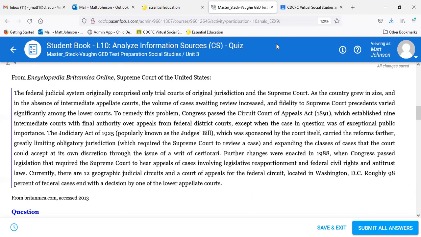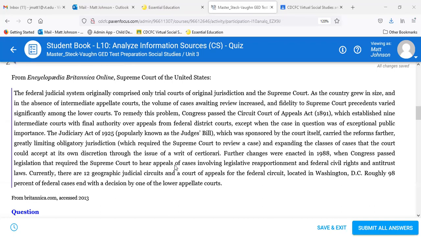The Judiciary Act of 1925, popularly known as the Judges' Bill, which was sponsored by the court itself, carried the reforms further, greatly limiting obligatory jurisdiction, which required the Supreme Court to review a case, and expanding the classes of cases that the court could accept at its own discretion through the issue of a writ of certiorari. Please, what word is that?